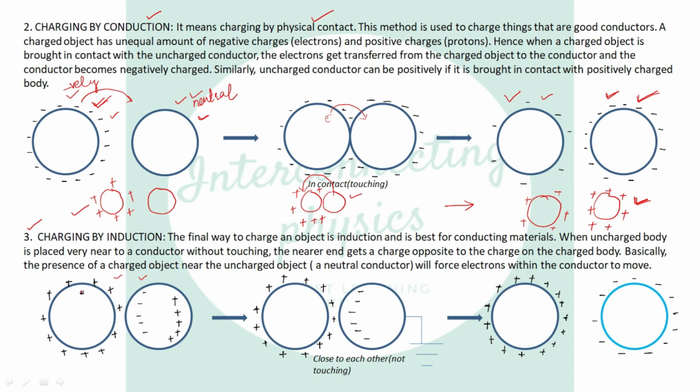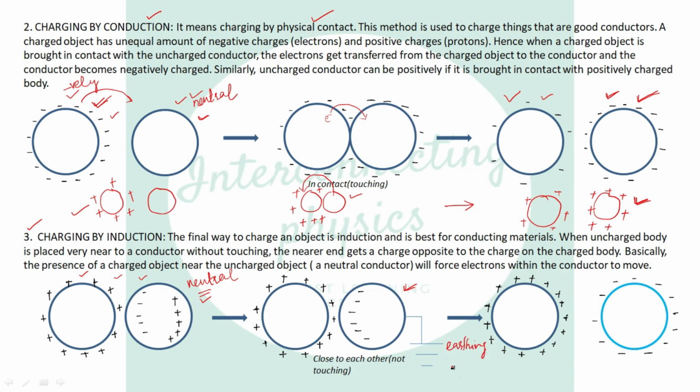Suppose we have a positively charged body and a neutral body. Neutral means uncharged body. What will happen when these two bodies are close to each other? The positively charged body attracts the negative electrons from the neutral body and pushes away the positive charge toward the other side of the object. So after some time we ground this object. Ground means earthing.